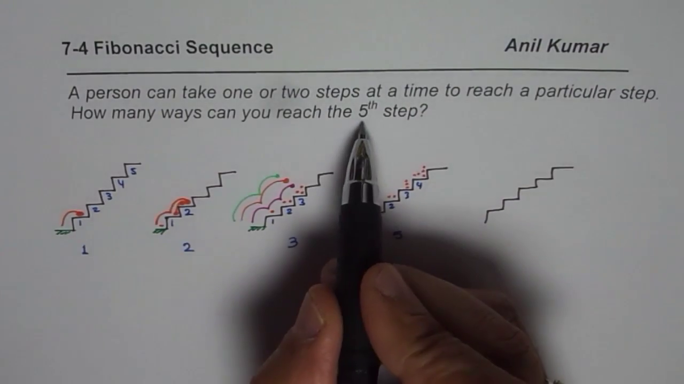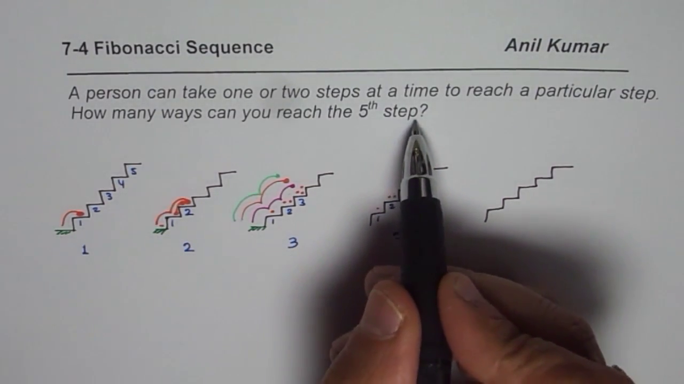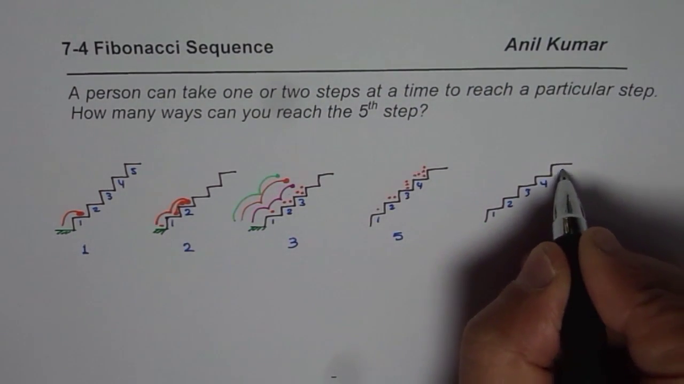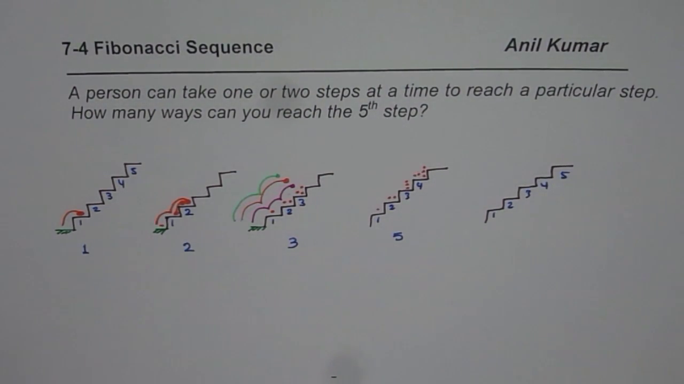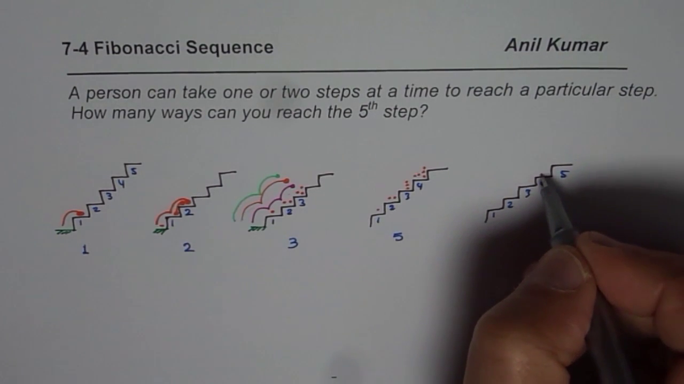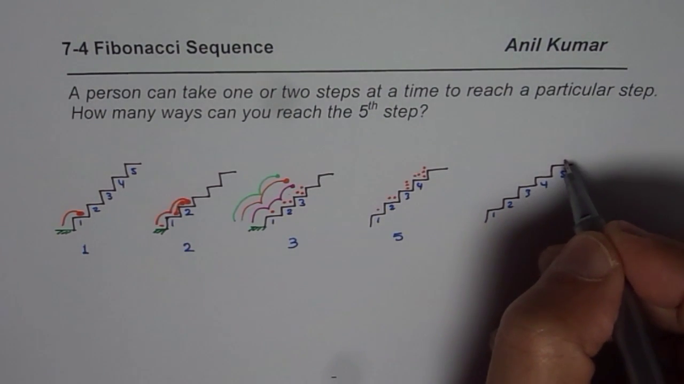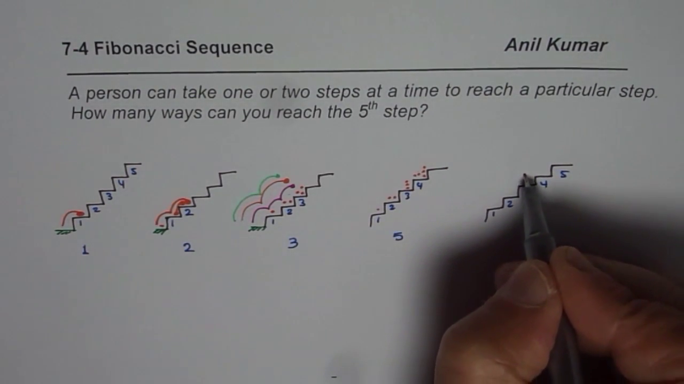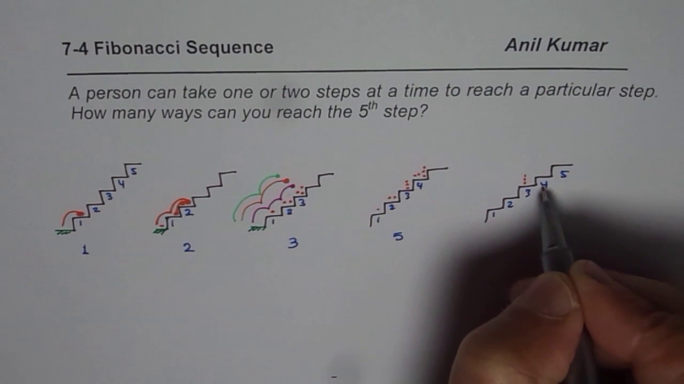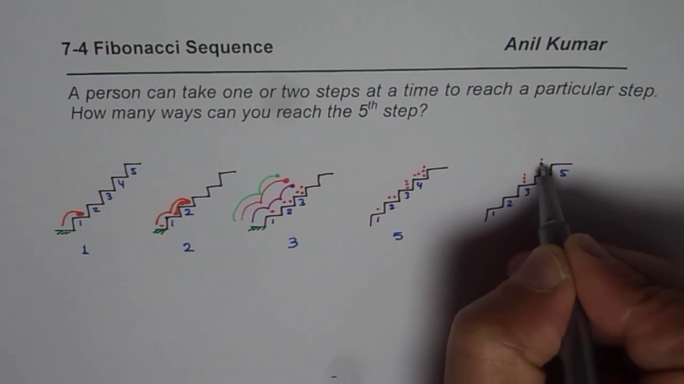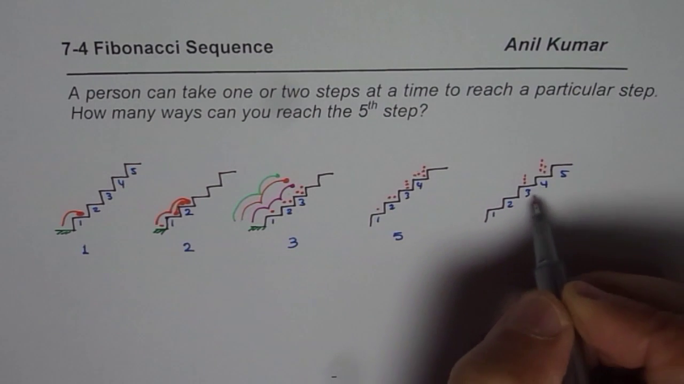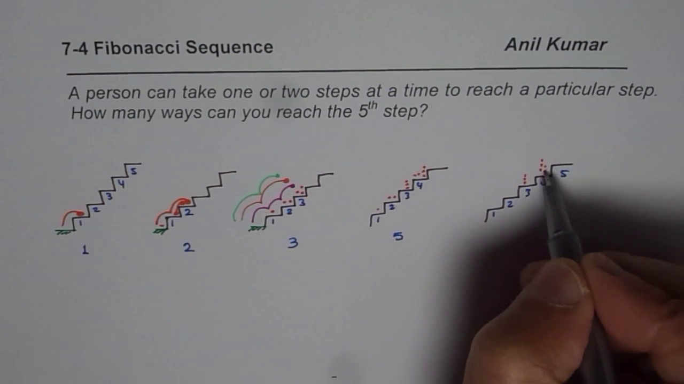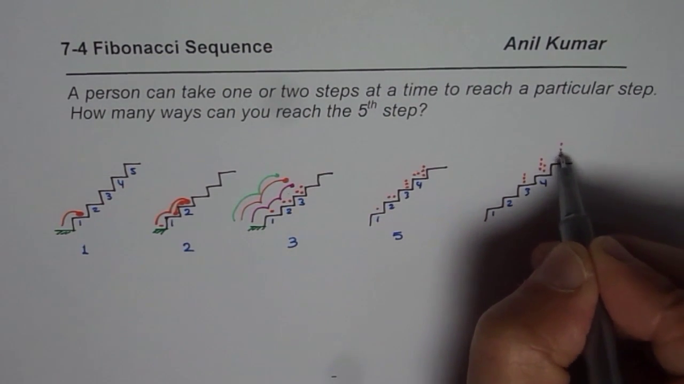Finally, we can reach the fifth step in how many different ways? We have step number 1, 2, 3, 4, and 5. Now, to reach fifth step, we could go one step from 4 or two steps from 3. We have learned that reaching 3 is in 3 different ways and reaching 4 is in 5 different ways, right? So in how many different ways can you reach 5, the fifth step? Combination of these two, right? That is 3 and 5.